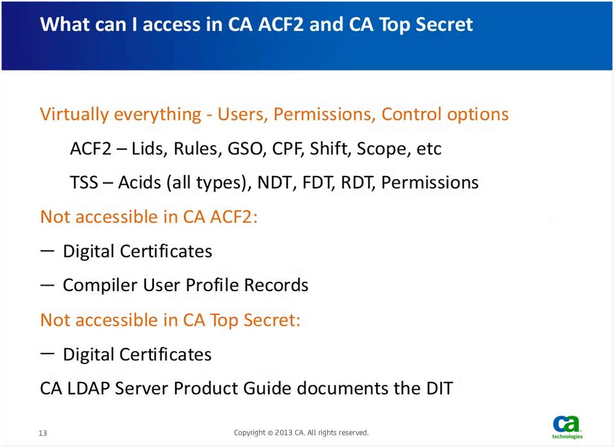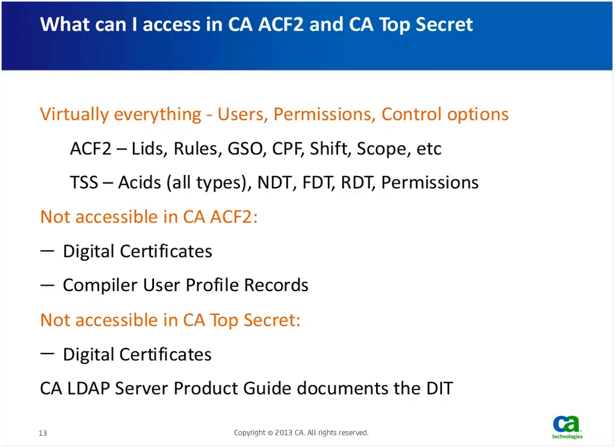I talked about the types of data that can be accessed inside ACF2 and Top Secret. I made the comment that basically everything can be accessed. Right now, there's only two things in ACF2 that cannot be accessed through LDAP. One is digital certificates, and the other is compiled user profile records. Not compiler, but compiled. All the non-compiled profile records are available, like the OMVS record, for example. And in Top Secret, only digital certificates are not accessible.